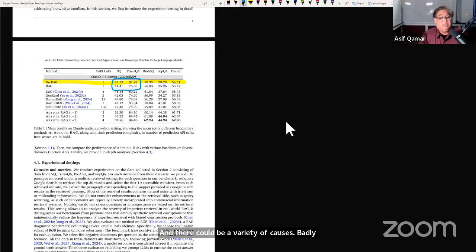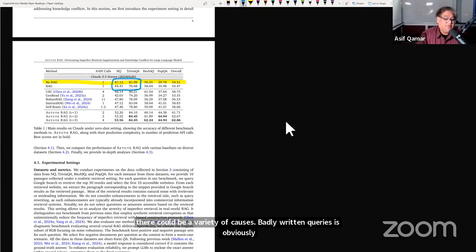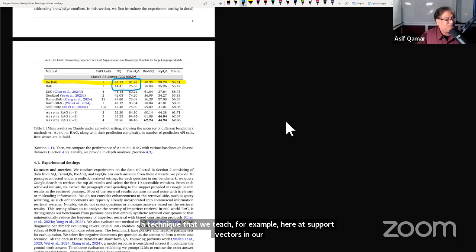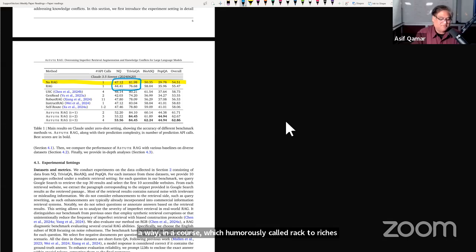Badly written queries are obviously a nuisance. Those of you who run RAG systems know that it is folly not to do query rewrites, right? Because users are notoriously bad at giving queries. That is a whole subfield within RAG itself, and a technique that we teach, for example, here at Support Vectors in a course which we humorously call RAG to Riches: advanced techniques and best practices. So one of the best practices we teach people is that you must always focus on query rewrite, and we take them through boot camp and labs and so forth, because users are notoriously bad at queries. But for whatever reason, there are situations under real world conditions where no RAG, just an LLM, can do better than a RAG, right? Under realistic situations.